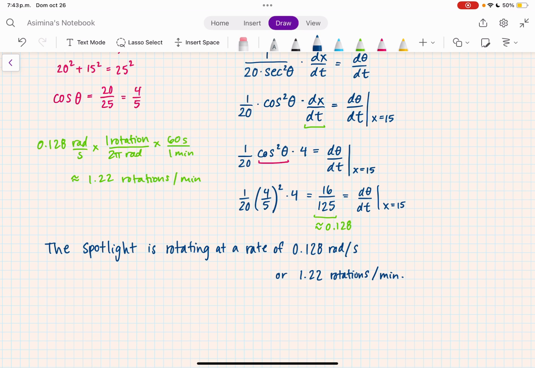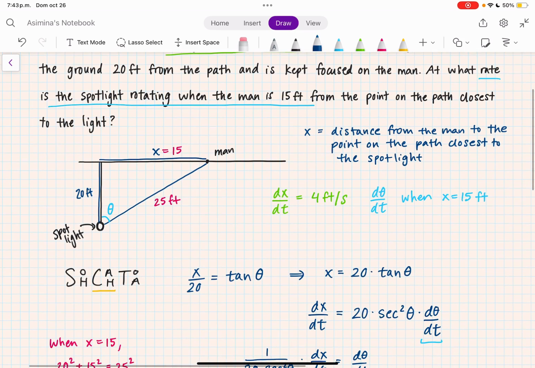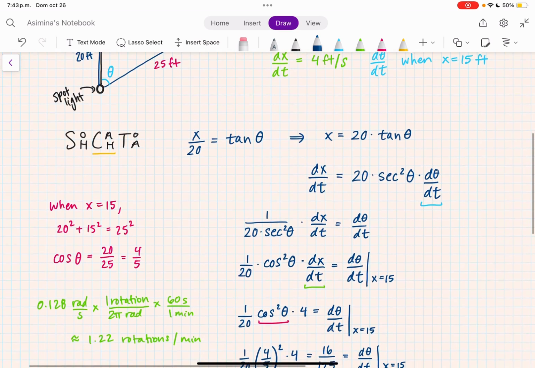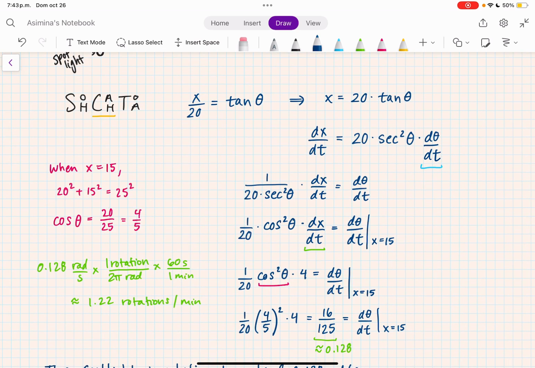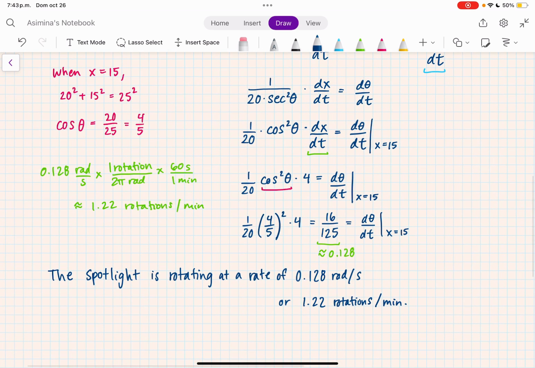So let's do a quick recap of what we did. First, we drew a diagram and we labeled the variables and the information we knew. We then came up with an equation that related these two variables and we differentiated both sides with respect to t, and then took the information we were given to solve for the information we wanted. And by plugging all that information in, we were able to get the answer.